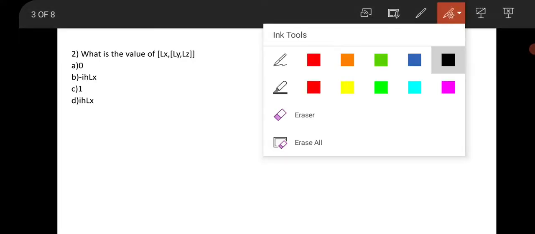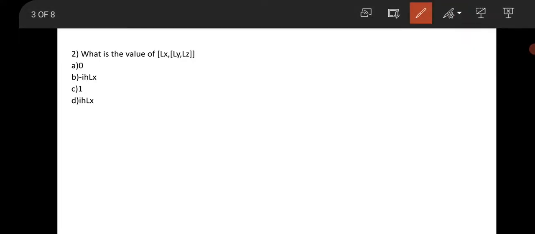So move to the next question. The next question is from quantum mechanics, from the angular momentum operator. The question is very simple. It's given the commutation of Lx with the commutation of Ly and Lz, what will the answer be?